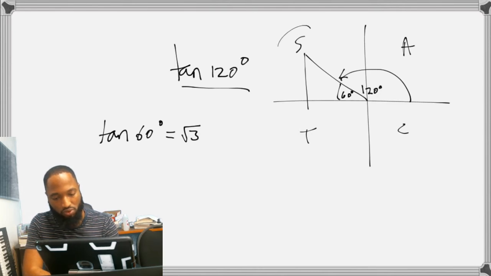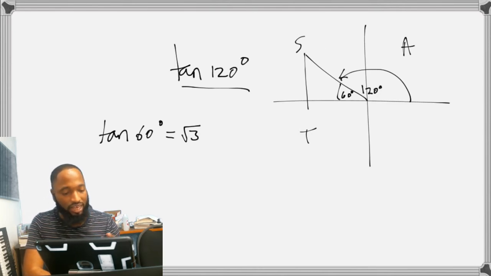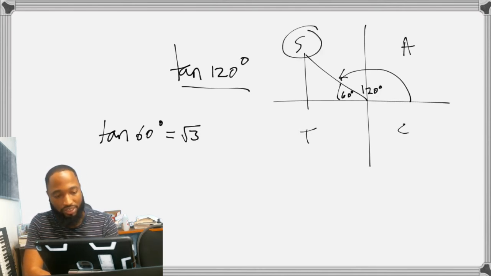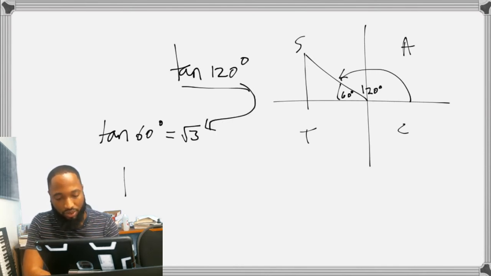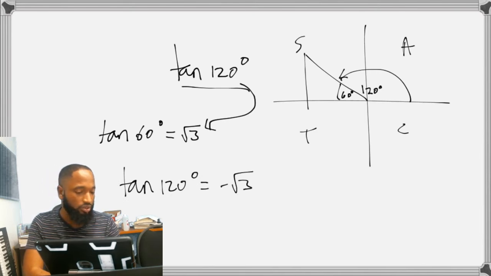ASTC. So, you know that in this angle here, only sine can be positive, so the tan of 120 is just the negative version of that. In other words, the tan of 120 must be equal to negative square root of 3.